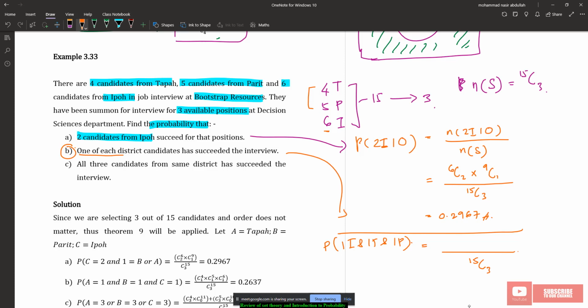Denominator means all the possible outcomes, and the numerator should be 4 choose 1 multiply with 5 choose 1 multiply with 6 choose 1. This is going to be very easy. Okay, and we will get the answer 0.2637, right?